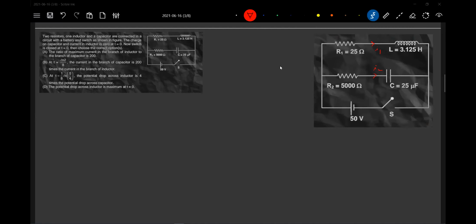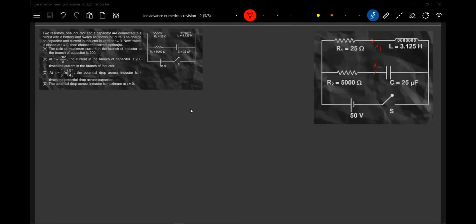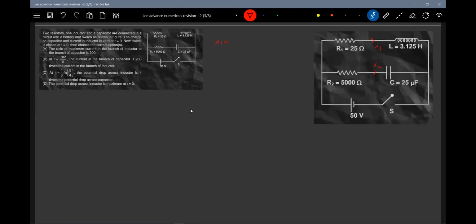Okay, so I'll wait. So what is the expression for current I1? This should be equal to E by R1, (1 minus e to the power of minus t R1 by L). Then if I put t equal to infinity, it will be maximum. What is I1 max, or I1 naught? This should be equal to E by R1, 50 by 25, 2 ampere.